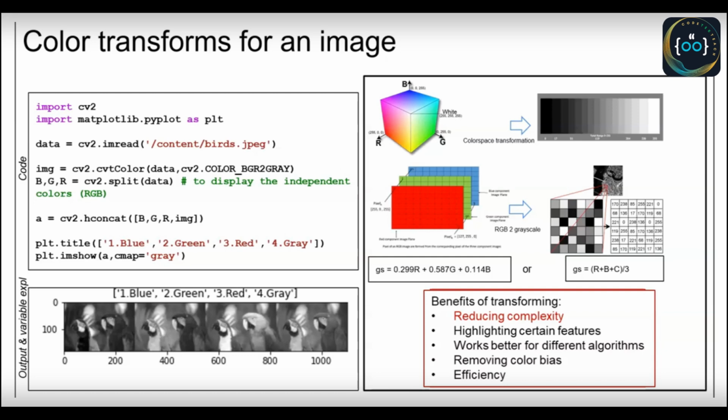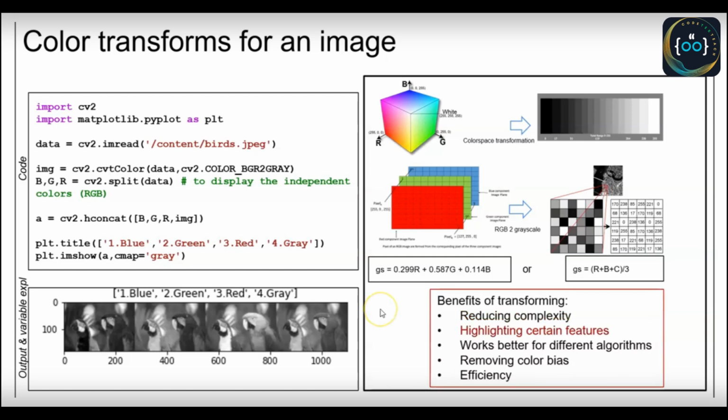Certain features in an image might be easier to detect in grayscale or another color space. For example, edges can be easier to detect in grayscale because edges correspond to changes in brightness, which are often important in image analysis. Some image processing algorithms work better or can only work with grayscale images or images in a certain color space. For example, some algorithms for object detection, segmentation, or feature extraction may require grayscale images.